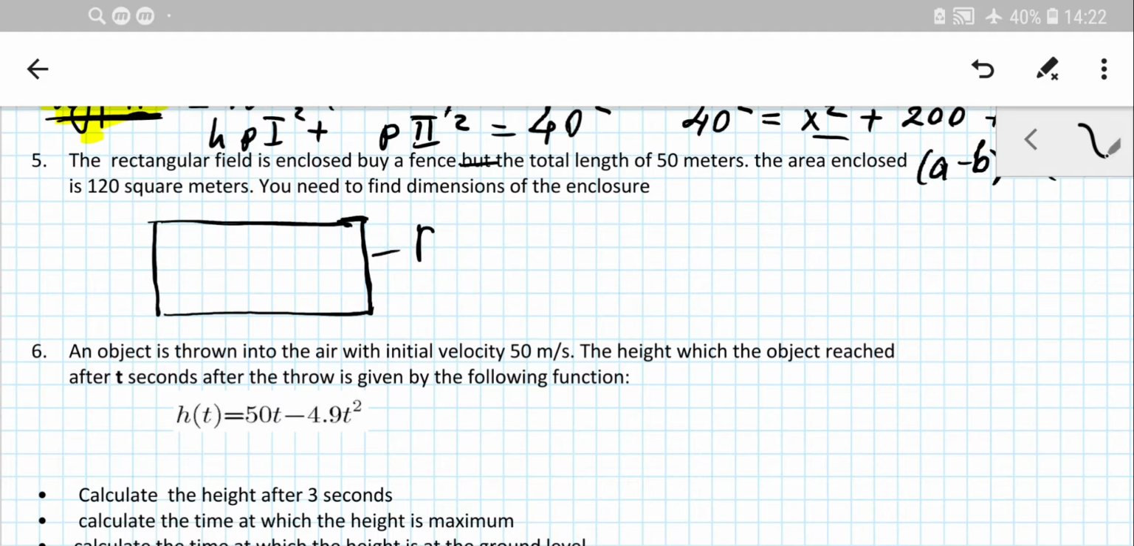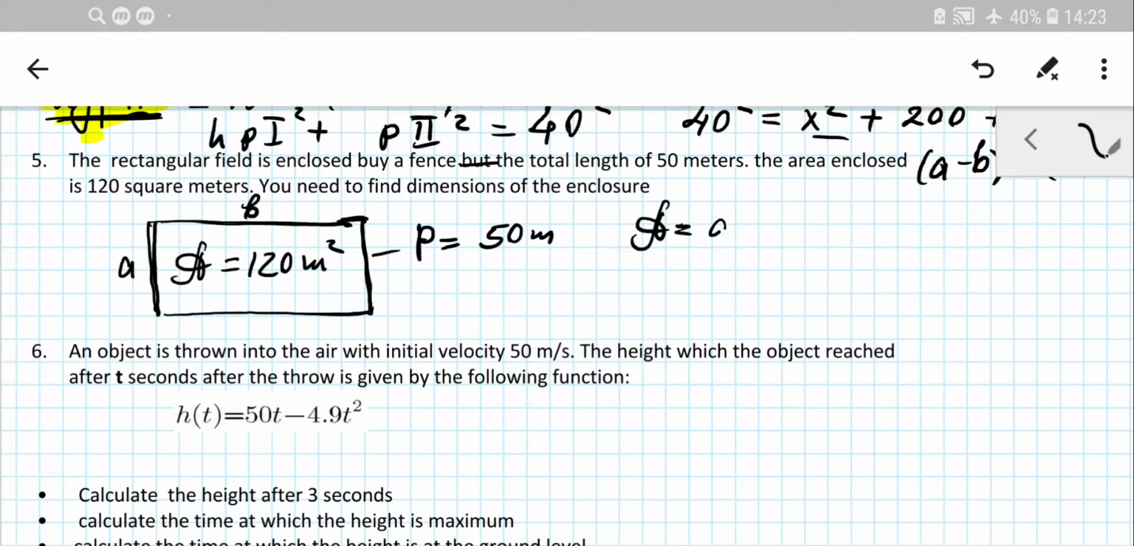So the perimeter is actually 50 meters. The area enclosed is 120, so we've got the area inside, which is 120 meters squared. You need to find the dimensions of the enclosure. Alright, so if we have dimensions as A and B, first of all, let's work out the area.